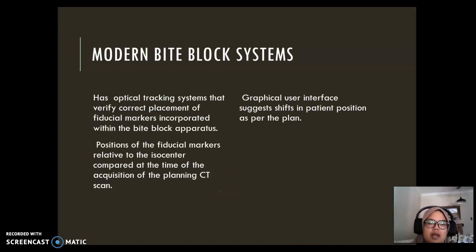Okay, now what we have is a modern bite block system. It is an optical tracking system that will verify the correct placement of fiducial markers within the bite block itself. We position the fiducial markers in relation to the isocenter so that we maintain the same isocenter as the one we had during the planning CT. It will give a GUI, or graphic user interface, to see if there is any shift in patient position so that we will do it as we have planned.